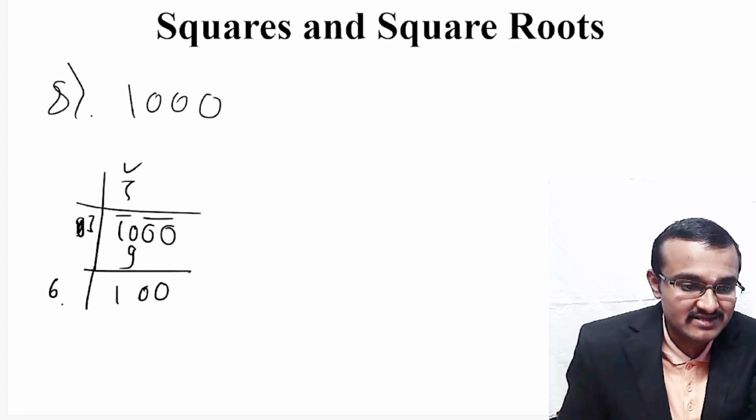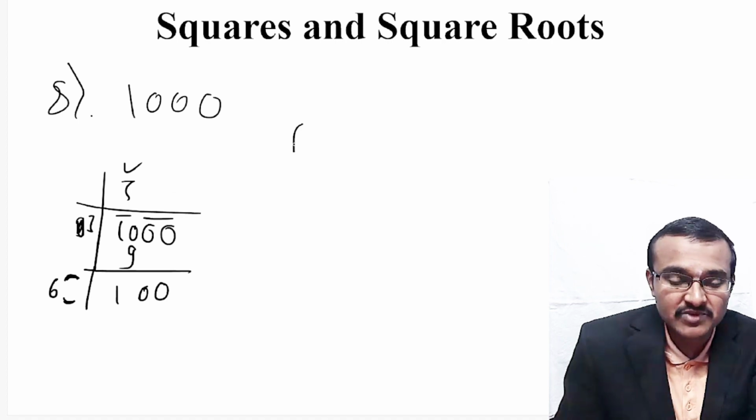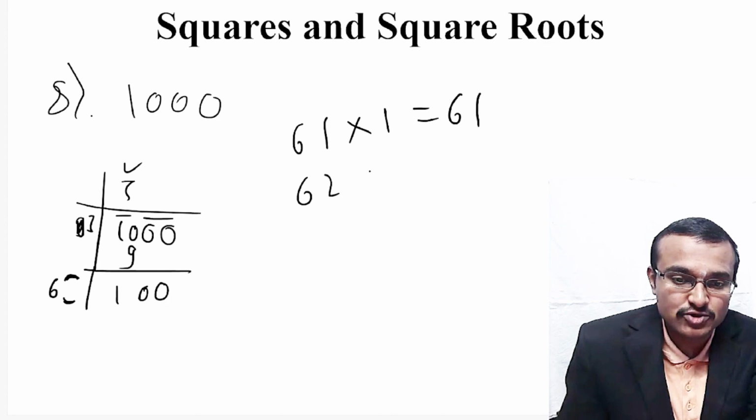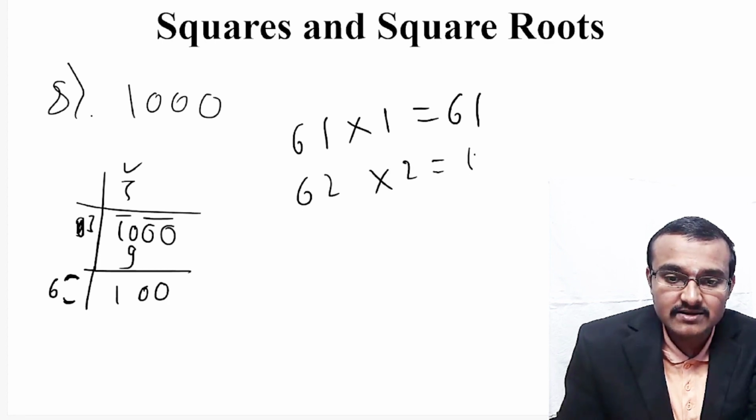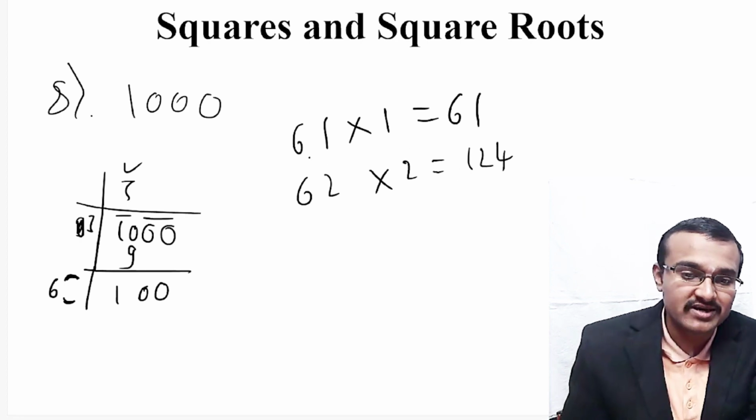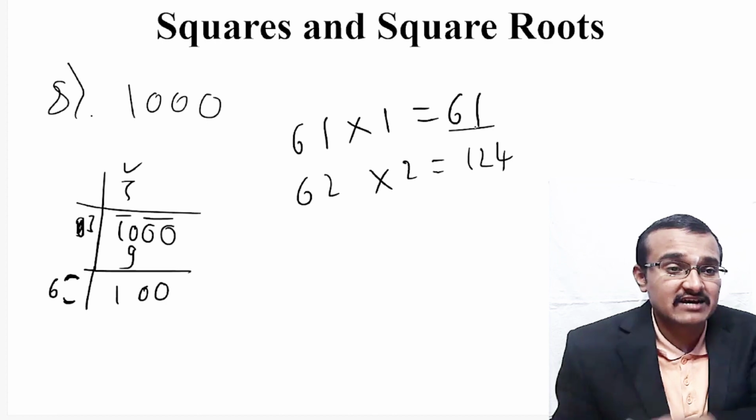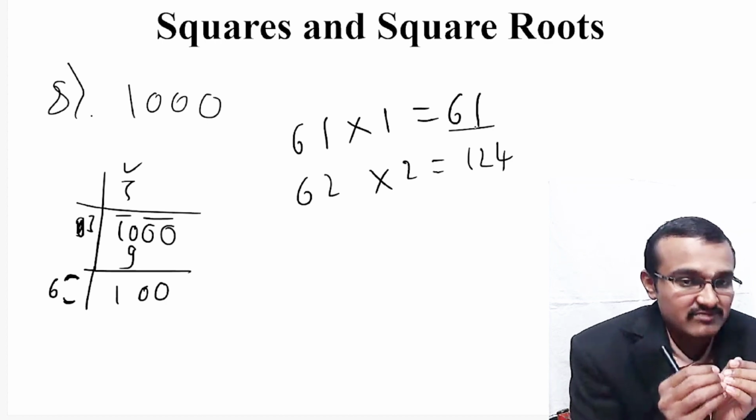So if you put 1 in this particular position, then you should multiply this with 1, like 61 into 1. So 61 into 1 is actually 61. 62, if you put 2 here, then 62 into 2 will be 124, since 2 2s are 4, 6 2s are 12, 124. So here you cannot take 61 because they have asked to add the minimum number.